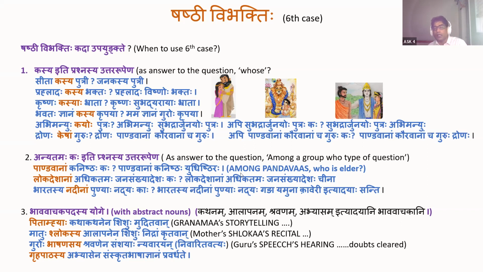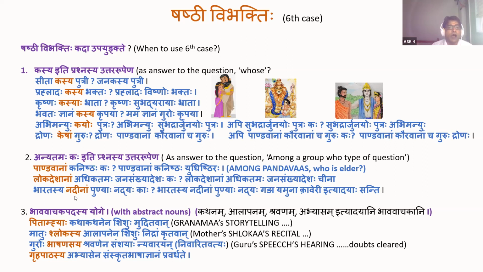Okay. Suppose it's applicable to two also. Rama Lakshmanayoho. In Rama and Lakshmana, who is Kanishtaha? Kanishtaha kaha? Rama Lakshmanayoho, Ramaha Kanishtaha. Avagatam? So I am using sixth vibhakti. So Loka Deshanam, among all the world countries, Adhikatamaha Janasankhya Deshaha kaha, which is the highest populated country. Loka Deshanam Adhikatamaha Janasankhya Deshaha China. India is going to be, or something I heard, I'm not sure, but just take it China, okay?